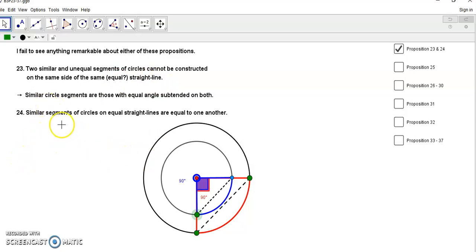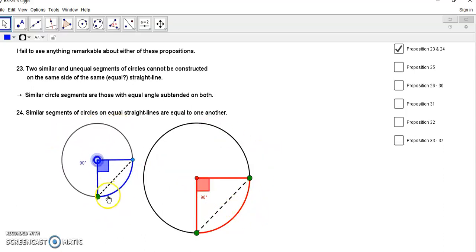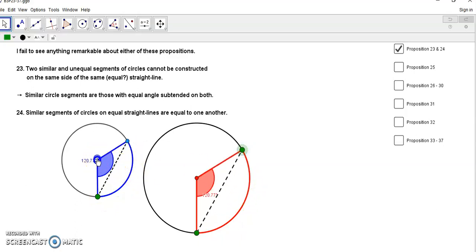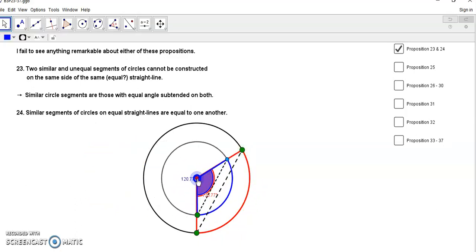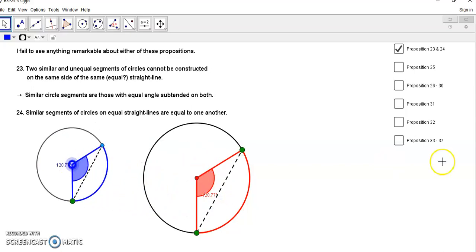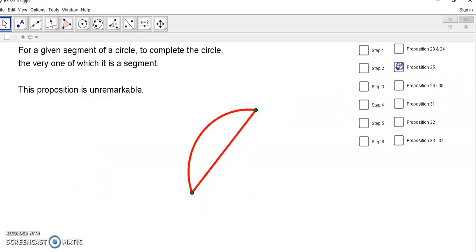And of course, similar segments of circles on equal straight lines are equal to one another. So that's pretty obvious. I mean, it doesn't matter what we do here. If we change these things like that again and move this through here, do you see that? Those are similar segments. Okay, and there's nothing really remarkable. This gets covered in my prologue, as well as right angles and parallel lines and the sum of angles in a triangle. All that is covered in my prologue.